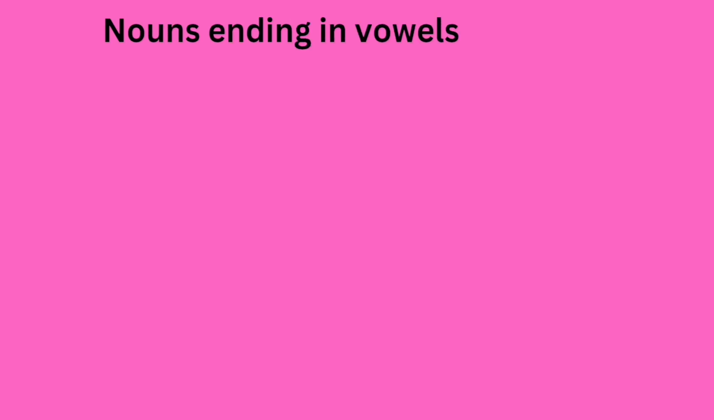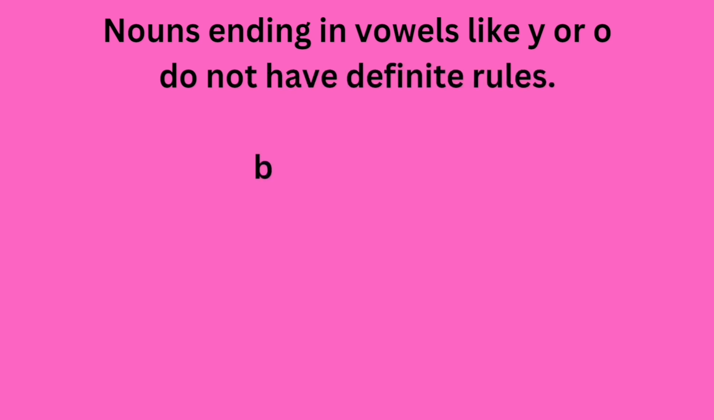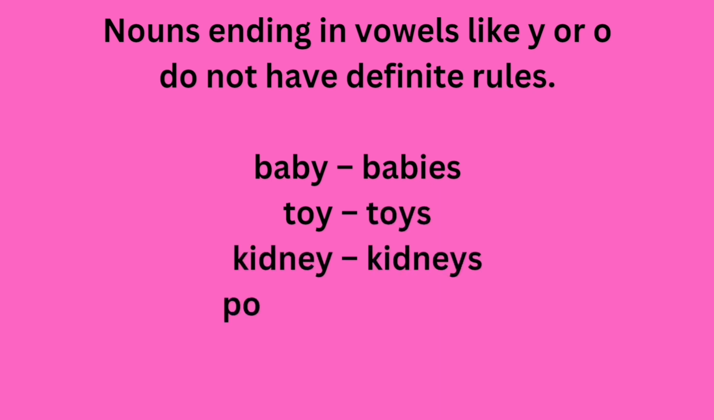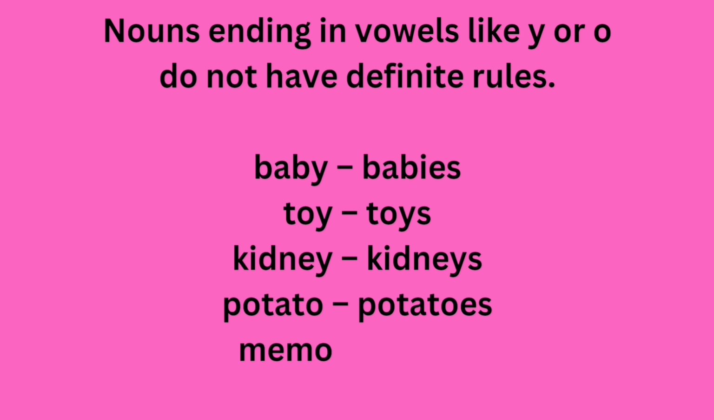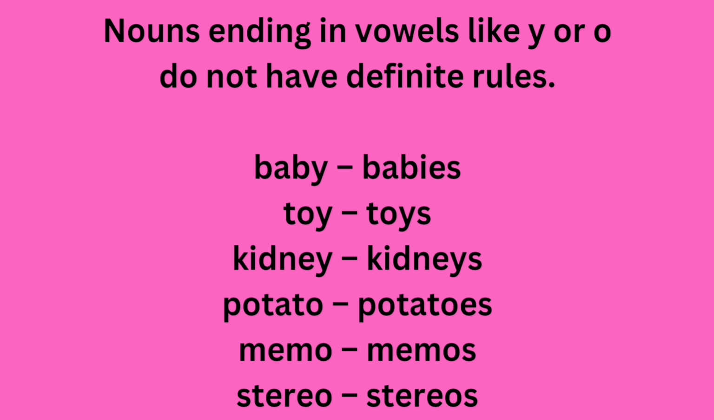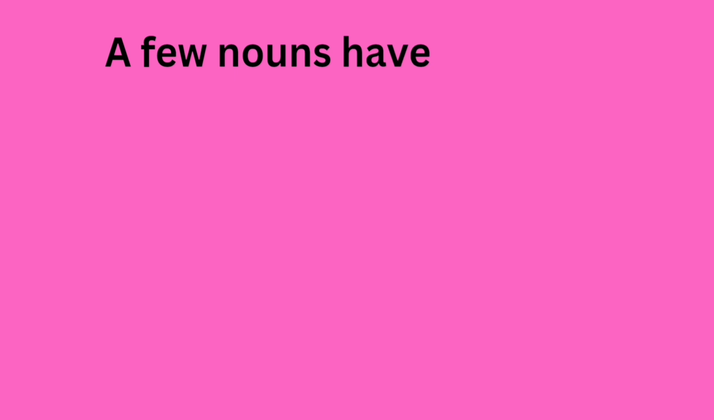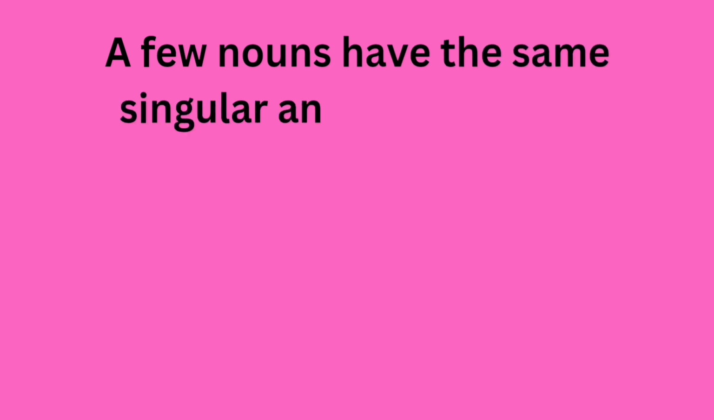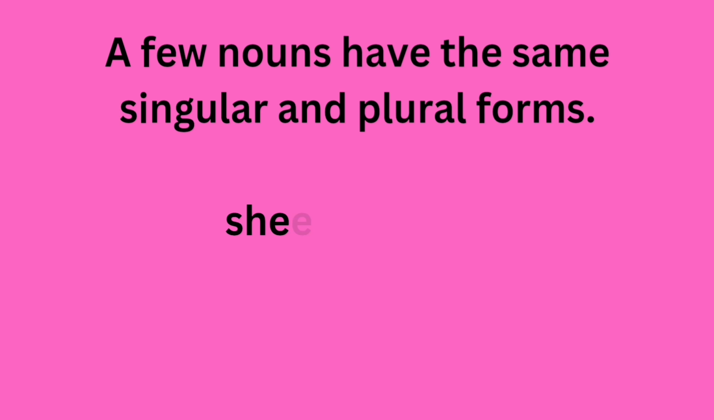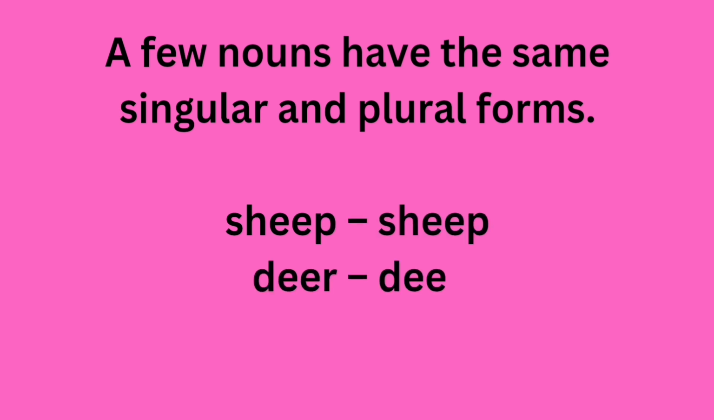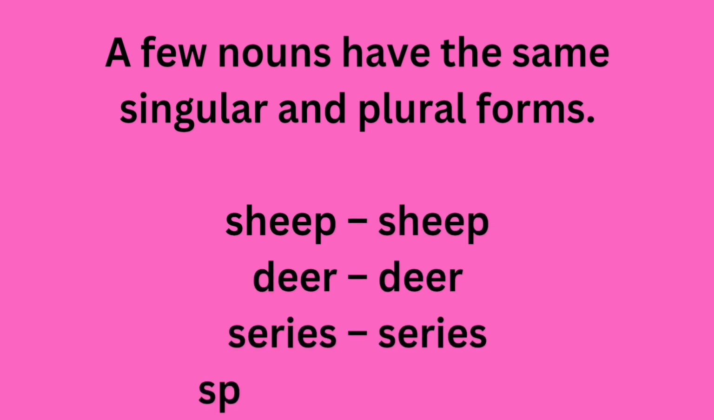Nouns ending in vowels like Y or O do not have definite rules. Baby, babies, toy, toys, kidney, kidneys, potato, potatoes, memo, memos, stereo, stereos. A few nouns have the same singular and plural forms. Ship, ship, deer, deer, series, series, species, species.